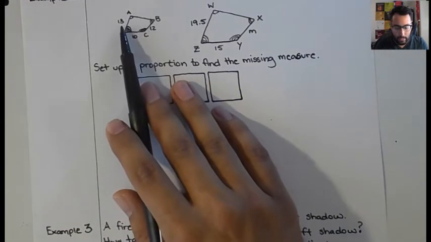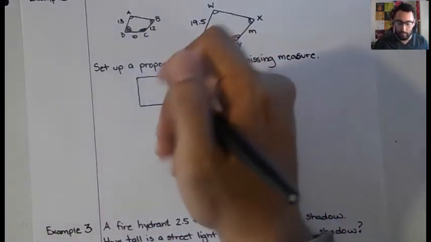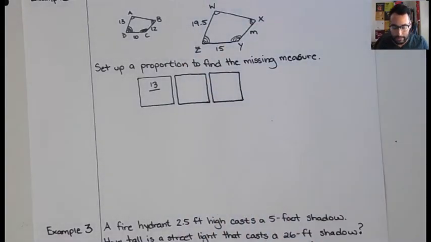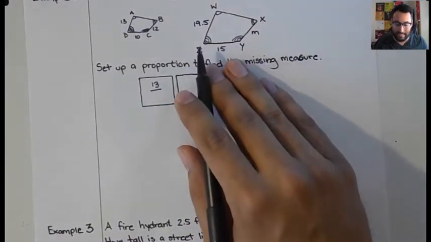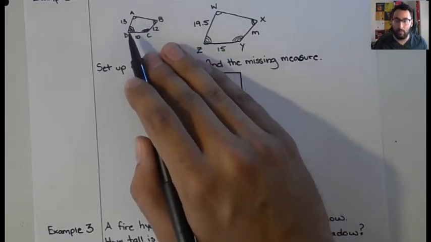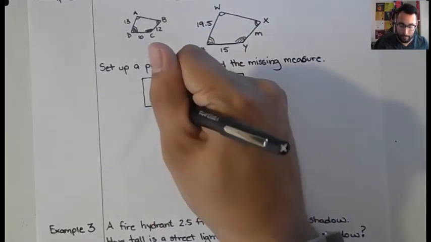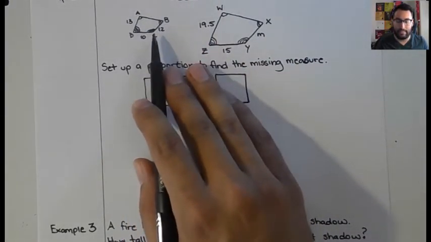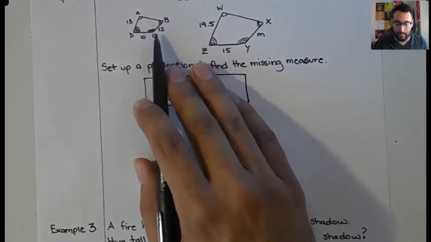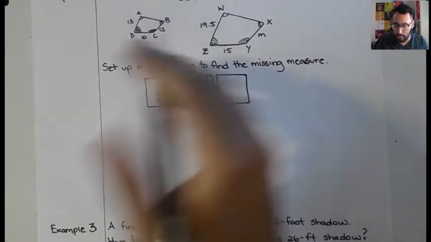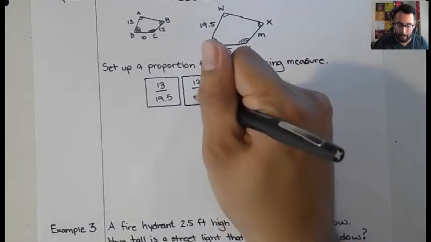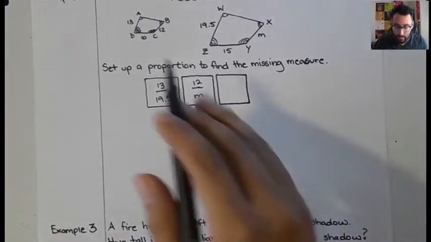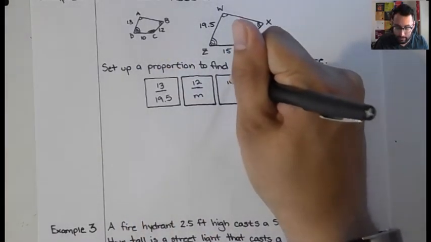So let's look at this 13. That's AD. So I'm just going to put on here, we're going to have 13. So that corresponds to which part over here? It looks like it's WZ. Right, it's in between the 1 and the 4 arc. So 1 and 4, that is 19.5. I'm going to go to BC. Doesn't matter order for this. BC, that is 12. So where does that correspond? Looks like that's the M right here. So this is 12 over M. And then on the bottom part we have 10 over 15.